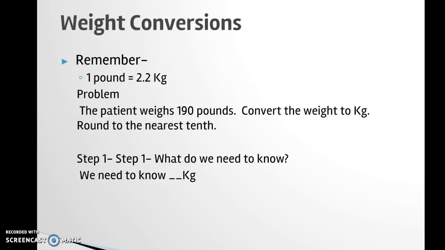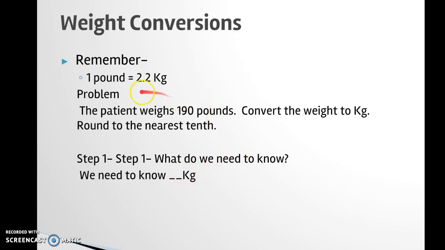So we're going to do a weight conversion next. If we remember, 1 pound equals 2.2 kilograms, and that was on our conversion sheet from podcast number 2. What we're going to do is just keep that in the back of our mind and look at our problem. The patient weighs 190 pounds, and we need to convert the weight to kilograms and round to the nearest tenth. If you remember our rounding rules, the order will tell you where to round.